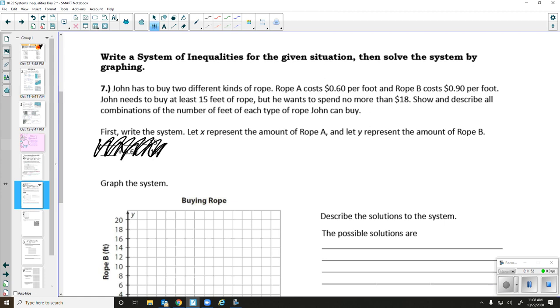This one, we are going to write the system and solve it since there's a picture of a graph here. So what I want y'all to do first is write the systems. We have written a few systems. I want y'all to write the systems based off of this rope problem with John. Go ahead and do that, then we can graph them together.